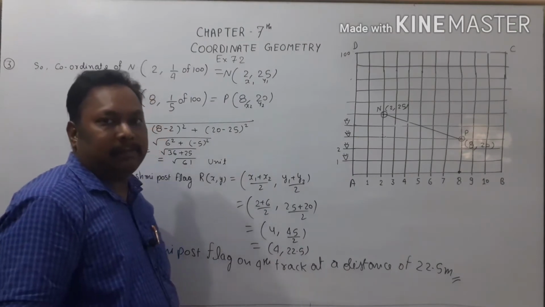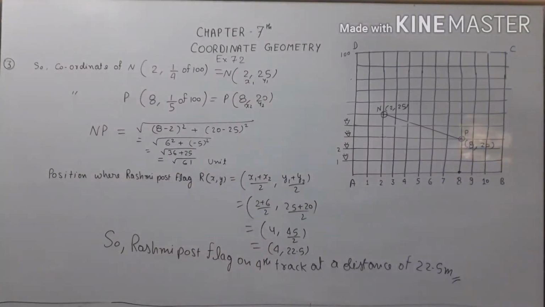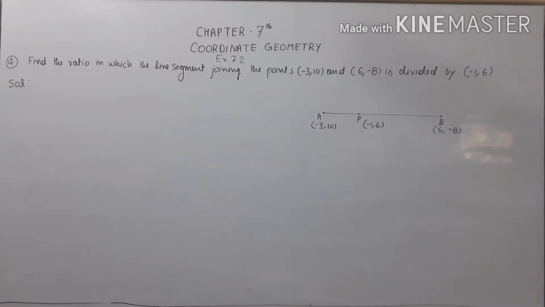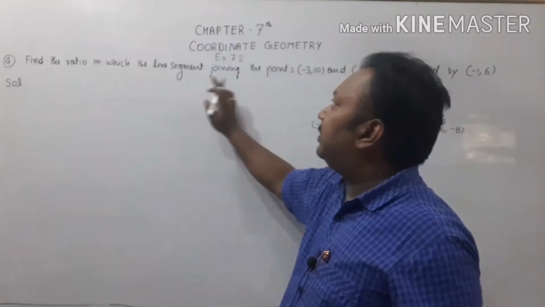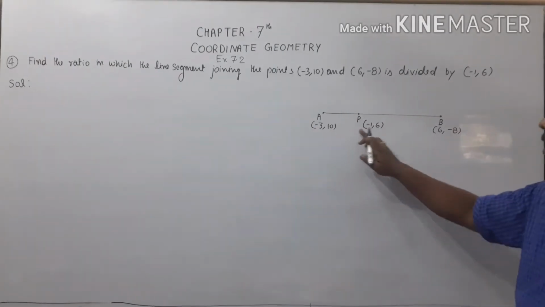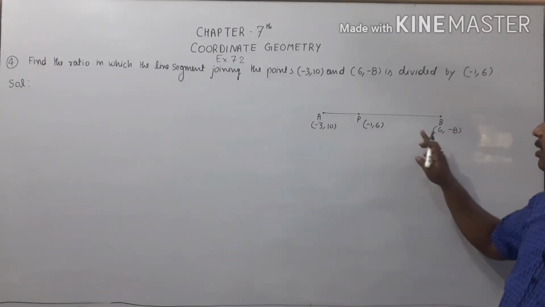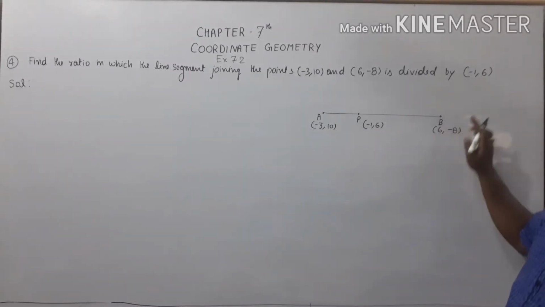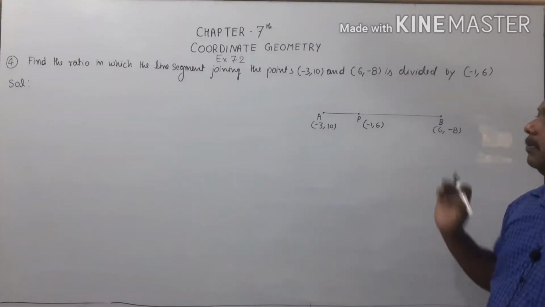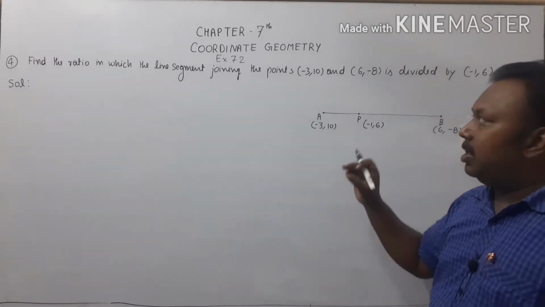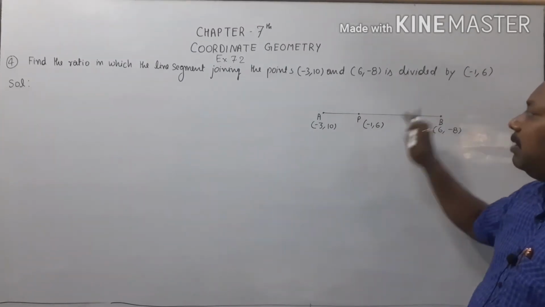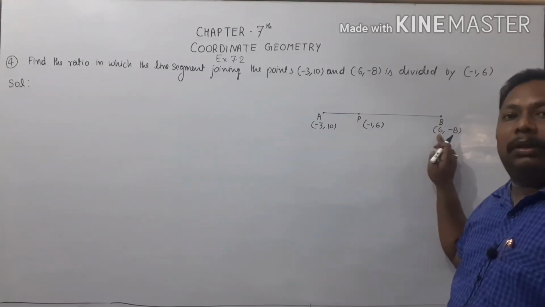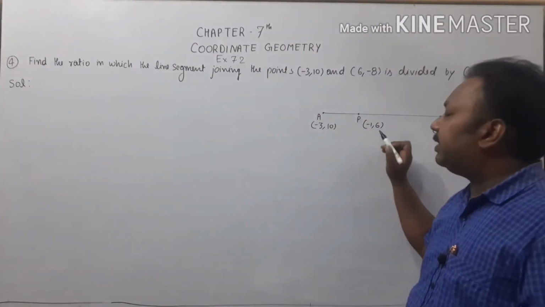I hope you understand this sum. In this question, find the ratio in which the point P(-1, 6) divides the line segment joining the points A(3, -10) and B(6, -8). Look, what we have to do in this question is find the ratio. This point P(-1, 6) is dividing the line AB in a ratio, and we have to find in which ratio it divides.